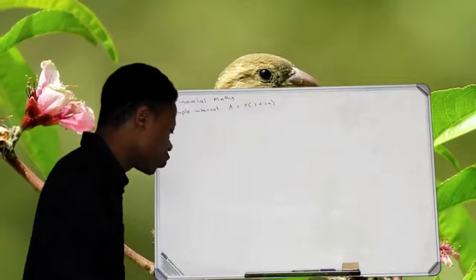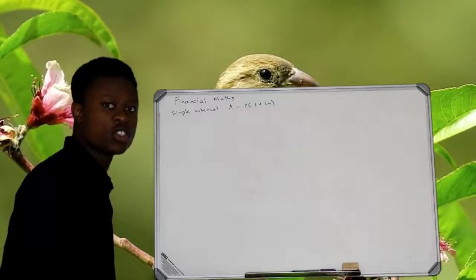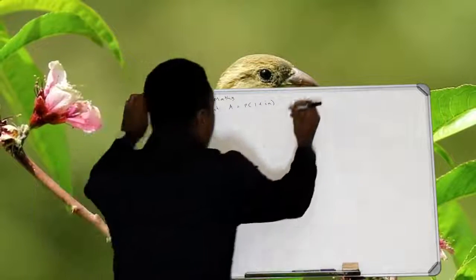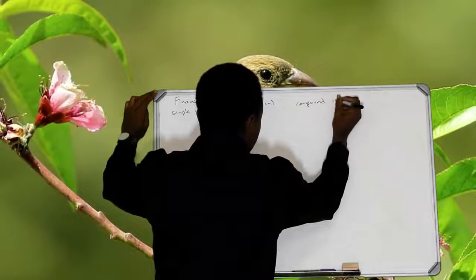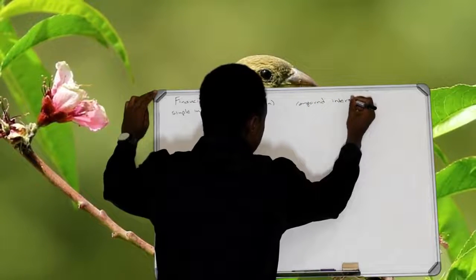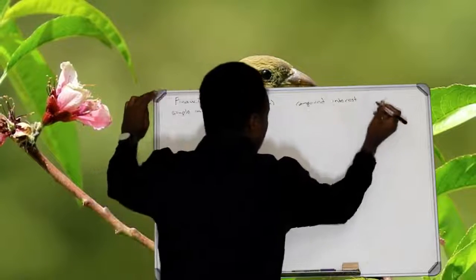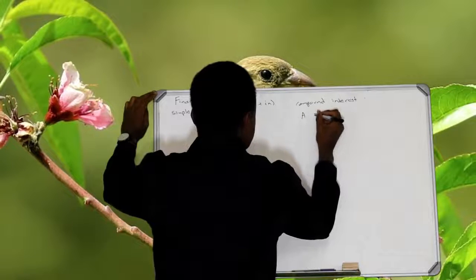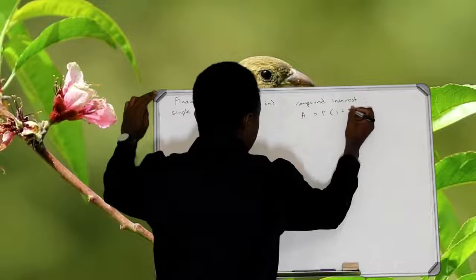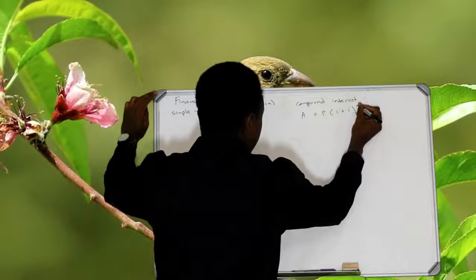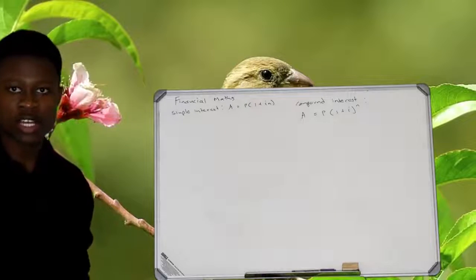The next formula that you should know is the compound interest formula. You did all of these, so you should remember this. This is just revision. So this is compound. Alright, and yeah, A is equal to P(1 plus I) to the power of N, right? That's what the compound interest formula looks like.